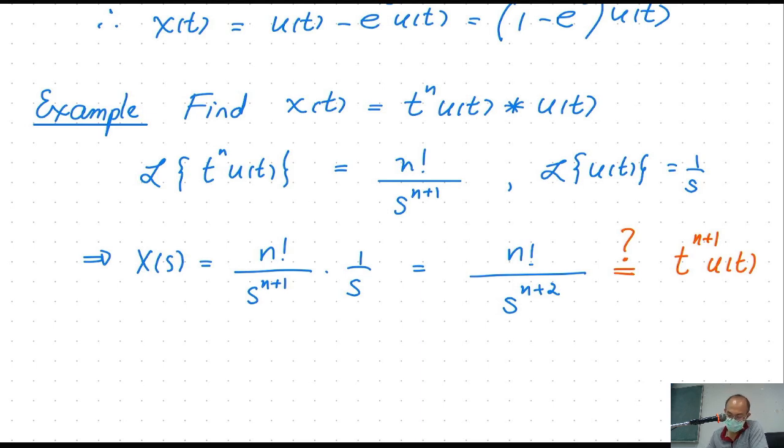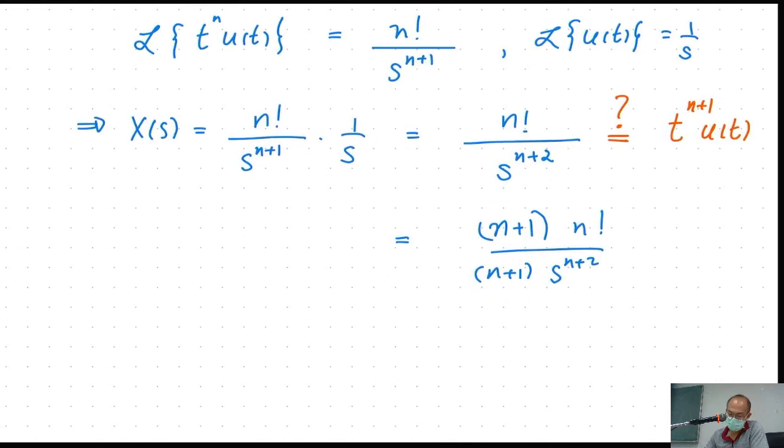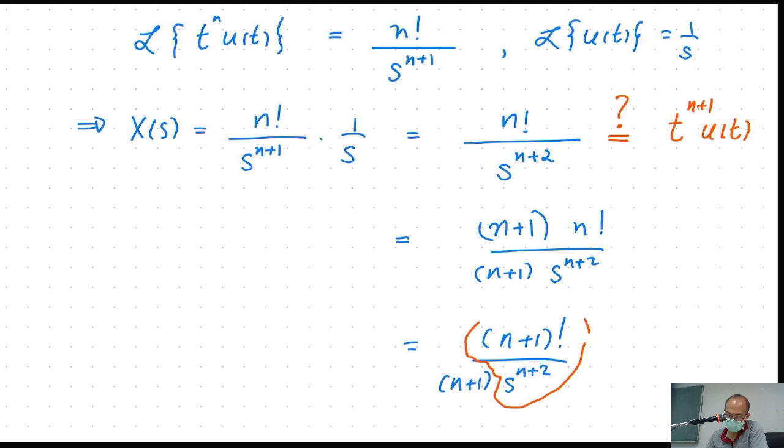So we should do this, right? In order to make it n plus 1, we multiply by n plus 1. And then the numerator would be n plus 1 factorial, divided by s to the n plus 2. And now this is t to the n plus 1 u(t) already. So you can use the inverse Laplace transform here now.